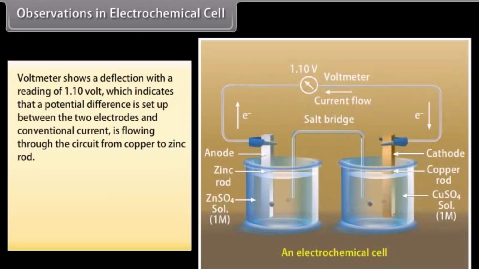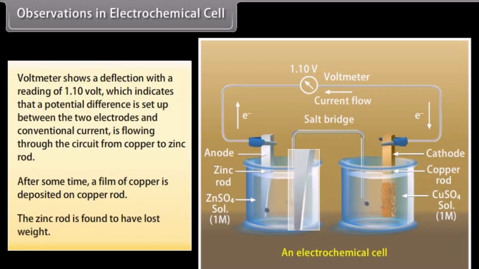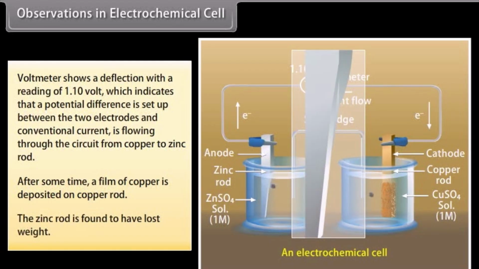Observations in electrochemical cell. Voltmeter shows a deflection with a reading of 1.10 volt, which indicates that a potential difference is set up between the two electrodes and conventional current is flowing through the circuit from copper to zinc rod. After some time, a film of copper is deposited on copper rod. The zinc rod is found to have lost weight.